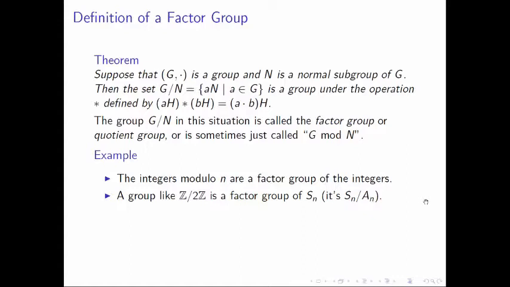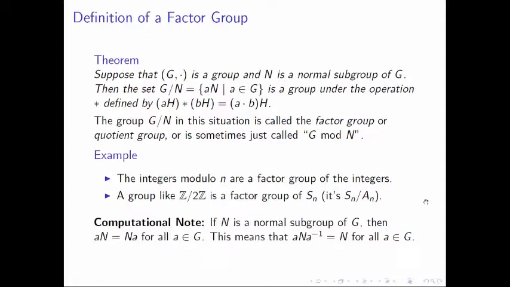Additionally, we've seen a group somewhat similar to Z mod 2Z, 0 and 1 together, is a factor group of S_n. That's the factor group we've been looking at. It's S_n mod A_n. Because we're going to have two elements of that factor group, even permutations and odd permutations, it's going to sort of be like the remainder when you divide by 2, 0 or 1, even or odd.